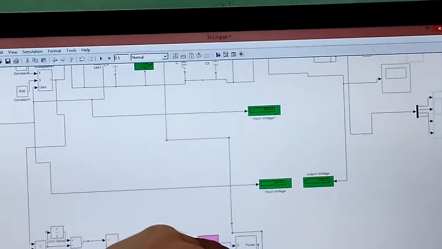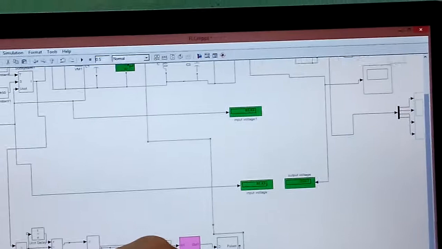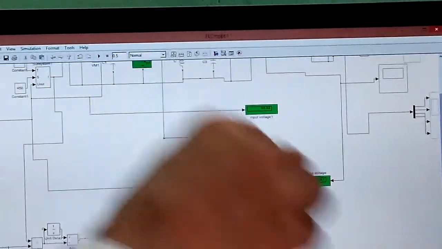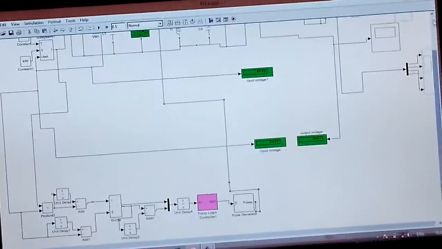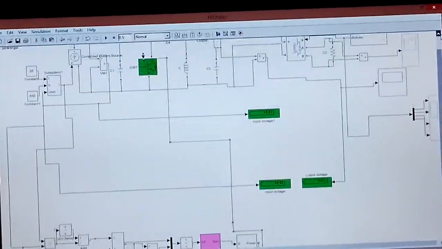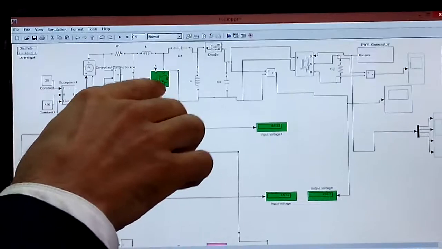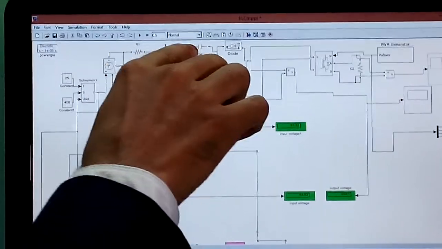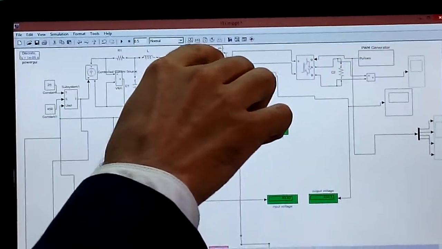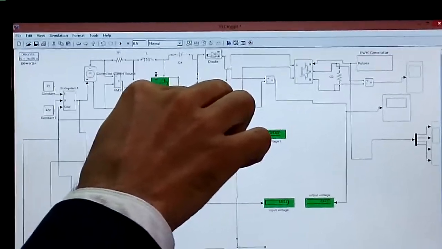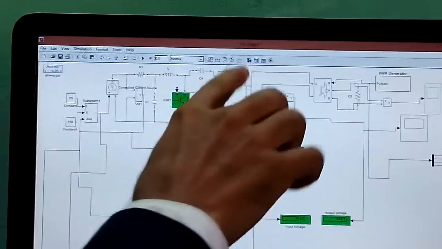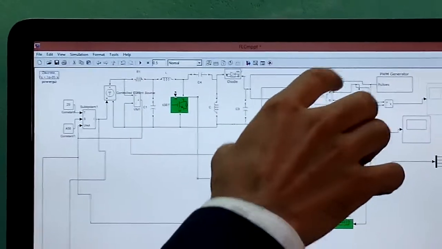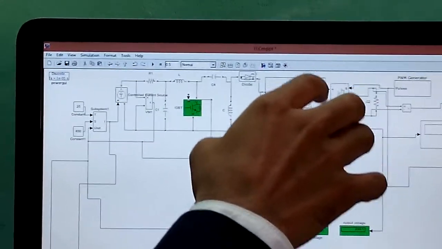Through the fuzzy logic controller, the pulse will be generated by the pulse generator, and it will go directly to the IGBT. Through the IGBT, one diode will be connected, and one inductor will be connected through this diode. So here this is our MOSFET.